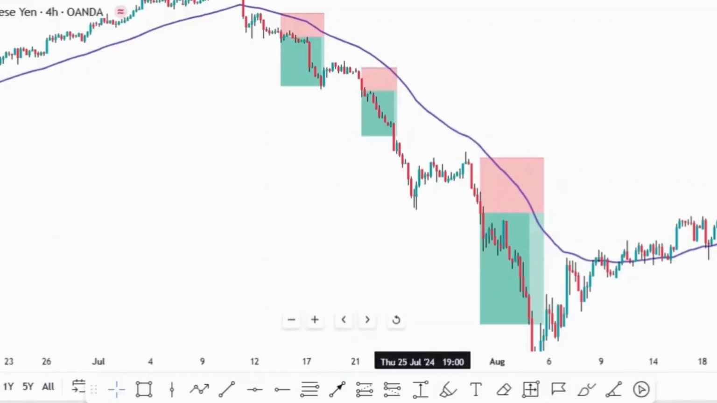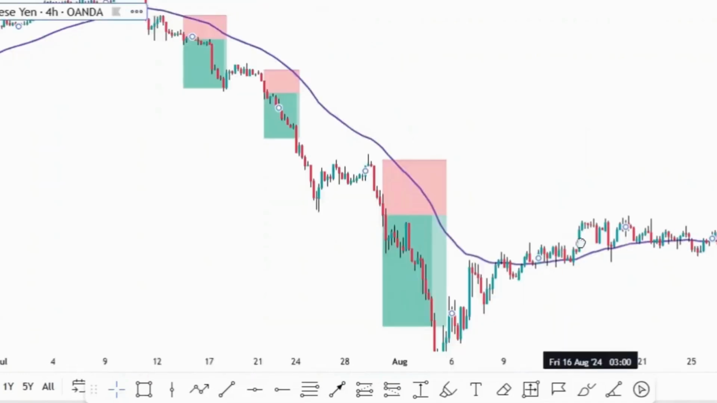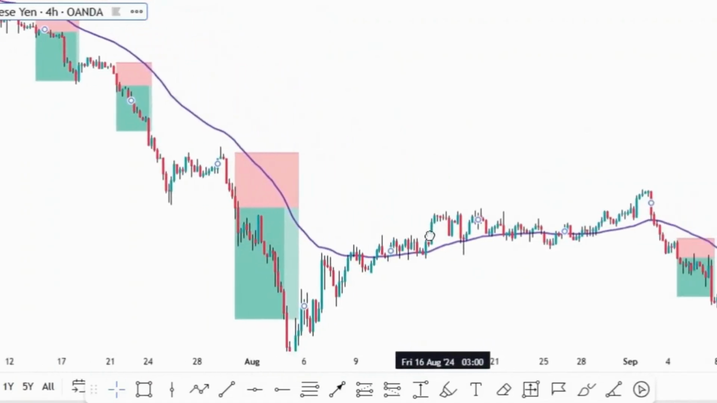The beauty of this strategy is in its simplicity. You're not trying to predict the market, you're reacting to structure and price behavior with a clear plan. Stick to the rules, use the ATR stop tool to stay objective, and track your results.